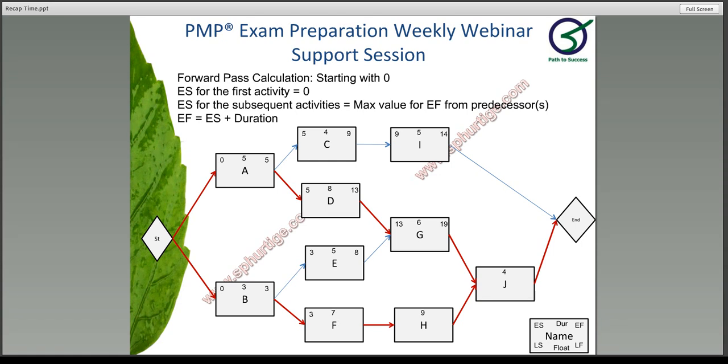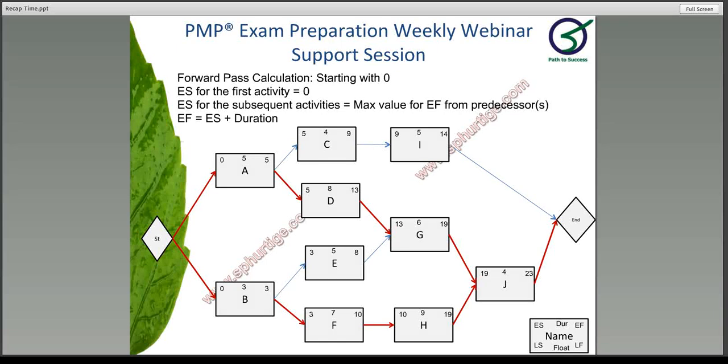Of course, you can't work out J. The reason is there is a dependency between G and H. So we are going to move on with F. The early finish for F is 10 days because 3 plus 7. And H is going to start at the same value, 10 days. 10 plus 9 is going to be 19. So G is also 19, H is also 19, so we don't have much of a confusion. J is going to start at 19. 19 plus 4 is going to be 23.